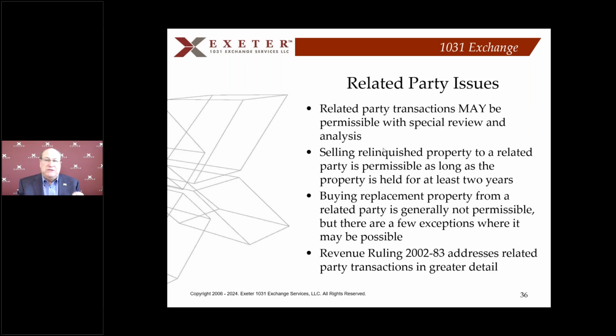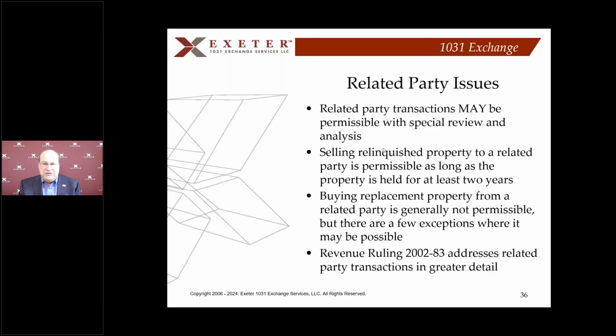Related party issues. This gets complicated. The best way to summarize this, selling to a related party is okay, except you just have to hold it. The related party has to hold it for 2 years. So selling to a related party is okay, 2-year holding period. Buying from a related party when you're doing a 1031 exchange probably will not work. It's Revenue Ruling 2002-83 for your tax advisors to go look at. But in most cases, buying from a related party will not qualify.